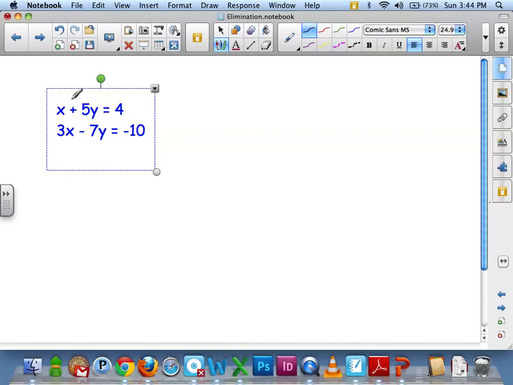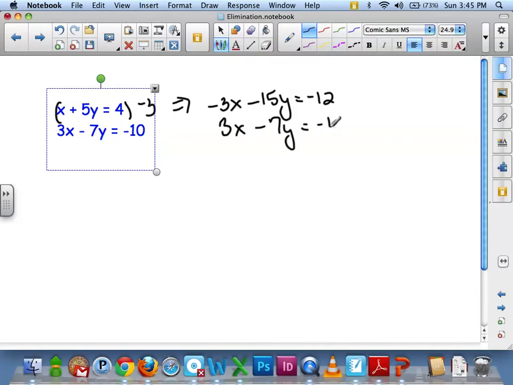You're going to say, well, how are you going to change that? Well, I can take each of the terms in the first equation and multiply everything by a common number. I'm going to multiply it by negative 3. The reason is negative 3 is because I know that if I have a negative 3x here and I add 3x to the bottom one, they're going to cancel each other out. So I'm going to rewrite that top equation as negative 3x minus 15y equals negative 12. The bottom one becomes 3x minus 7y equals negative 10.